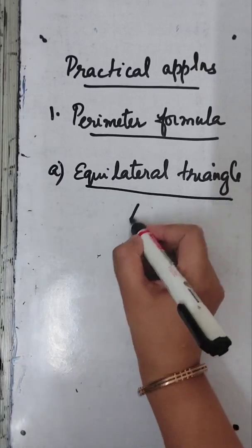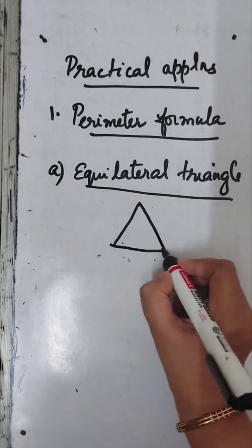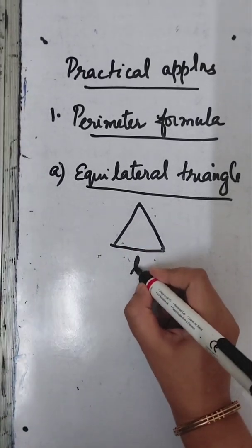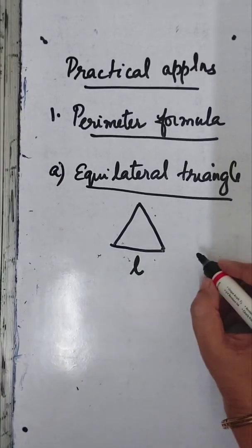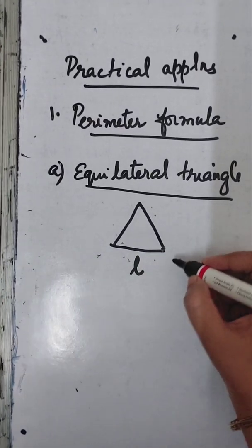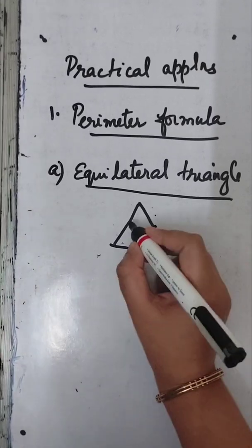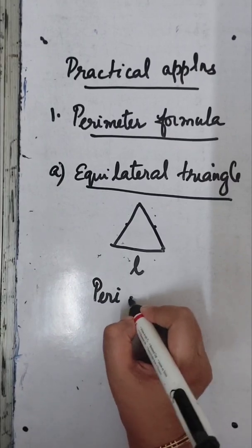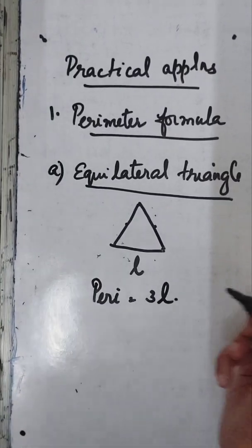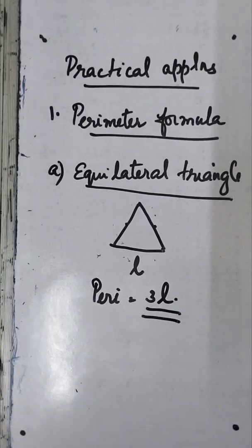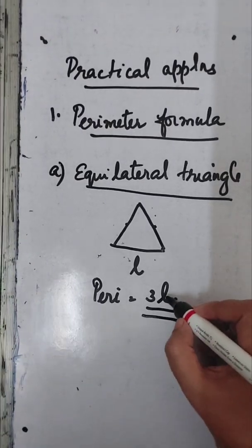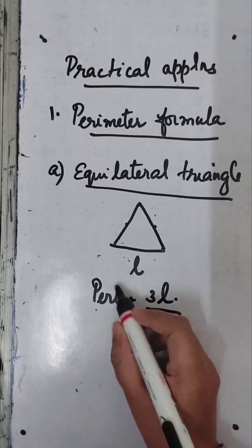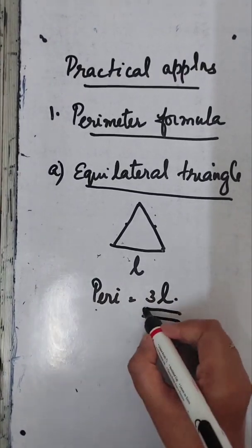Okay, so this is an equilateral triangle, right? All the three sides are equal, right? So suppose L is the length of one side of an equilateral triangle. What is the value of the perimeter? L plus L plus L. That is, perimeter is equal to 3L, right? So this 3L is an algebraic expression, right? If we give the value of L as 1 or 2 or 3, we will be able to find the value of the perimeter, right? So this is an algebraic expression.